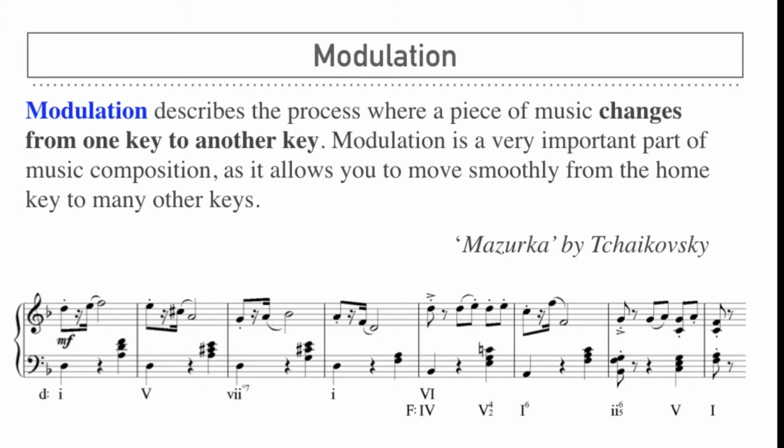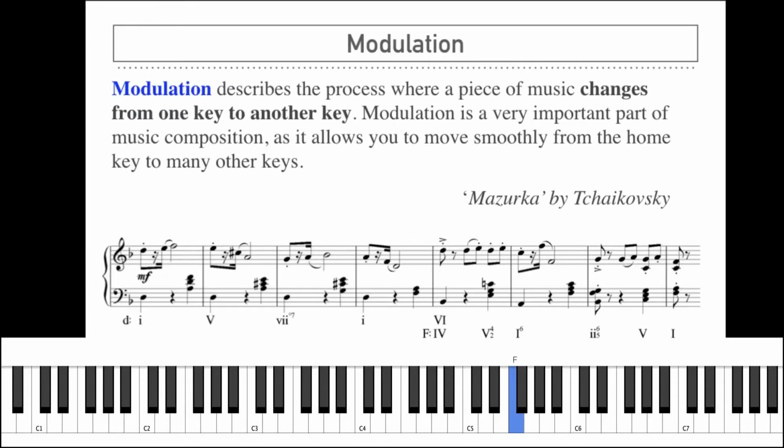This very short music is taken from Mazurka by Tchaikovsky. And it finished on F major. So we have a modulation from D minor to F major. And today I will show you how to do it.